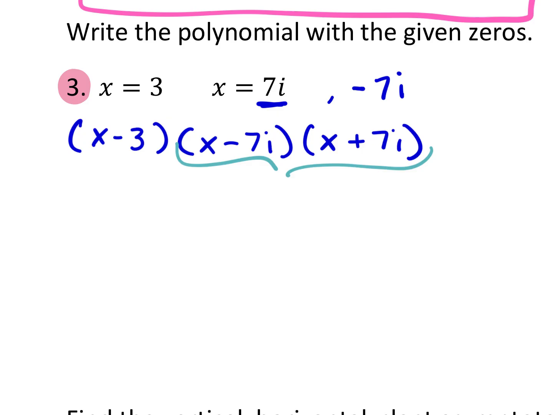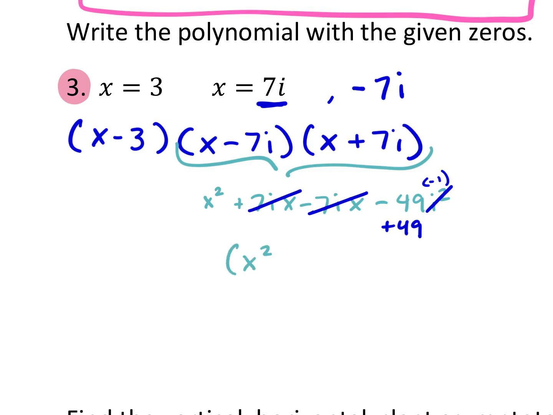So when we FOIL these together, we get x squared plus 7ix minus 7ix minus 49i squared. What does the i squared change to? Negative 1. So what's negative 1 times negative 49? Positive 49. And what happens to the 7ix's? They cancel. So one's positive and one's negative. They cancel. So we're left with x squared plus 49. So the i's go away.